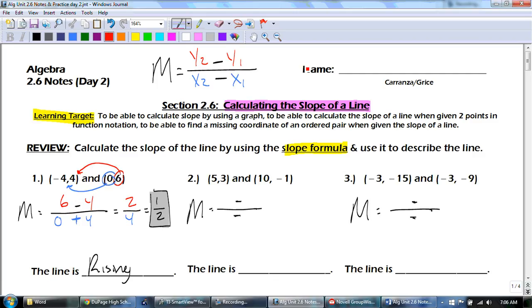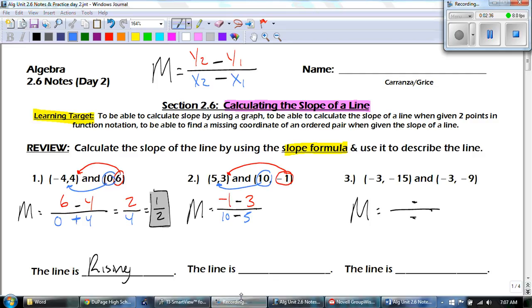Okay, so I'll help you set this one up. The y's are on top, -1 minus 3, and then 10 minus 5. X's are on the bottom. And then you guys are good for the rest of these for number 2 and 3. Go ahead and pause that video and good luck.